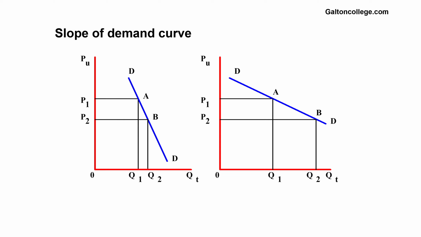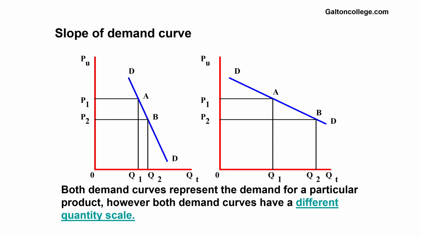So let's have a look at these two demand curves. Now, both curves represent the demand for a particular product. However, both curves have different quantity scales. So this one here is measured in tens of units, and this one here is measured just in units. So it looks different because the scale is different here. It's the same demand curve. It's just the scale is different. So you can't tell by looking at the demand curve if it's elastic or inelastic. And that's a mistake many students make.